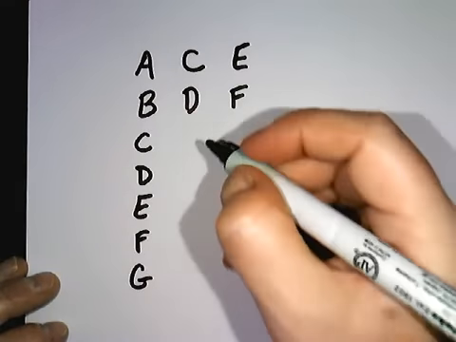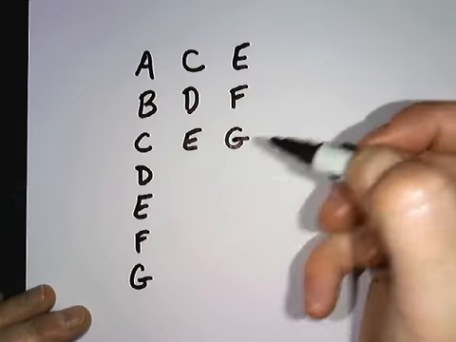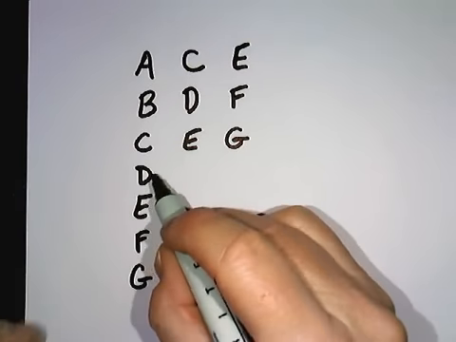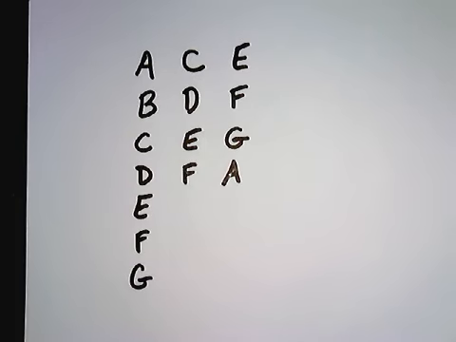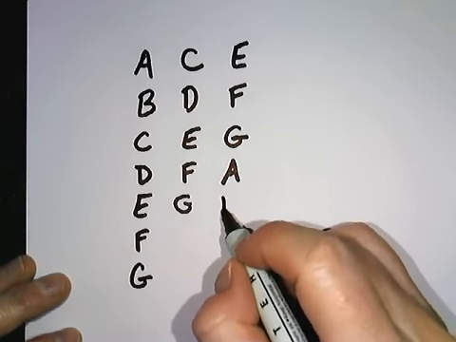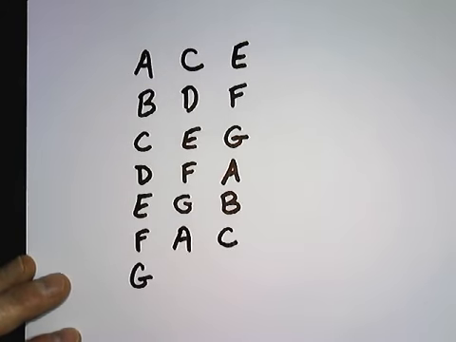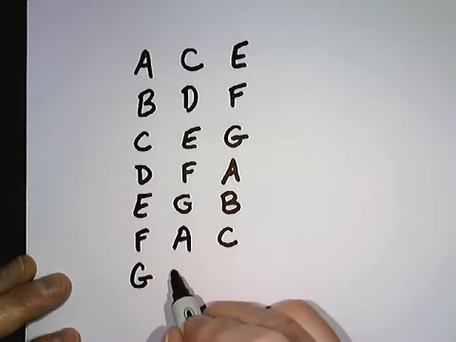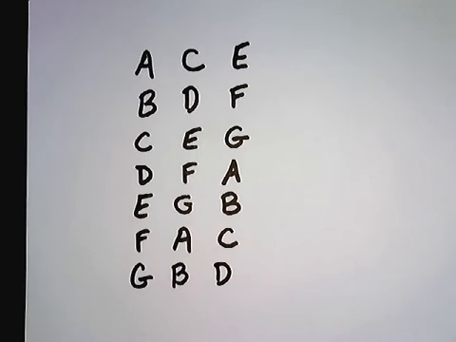Now let's do this one. C, we're going to skip D and go to E. We're going to skip F and go to G. Next one on D, skip E, go to F, skip G, go to A. Next one is on E, so we skip F and go to G, skip A and go to B. F, A, C. I hope you're doing this with me, and then finally G, B, D. So these are the only possible combinations that can form triads. There aren't any other possible combinations.